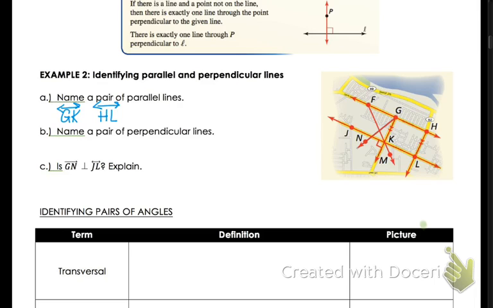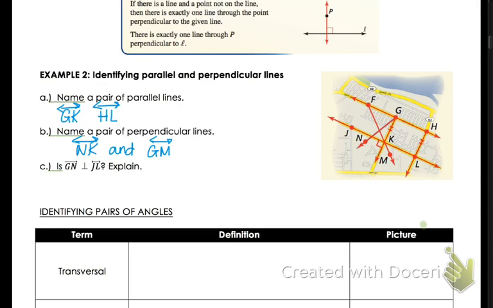Perpendicular would be the only ones that make that right angle there. So I could say NK, and let's see which one is parallel, GM. And there's more than one way that you could name these lines.